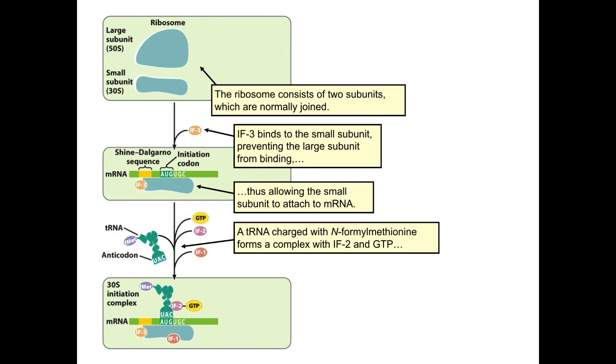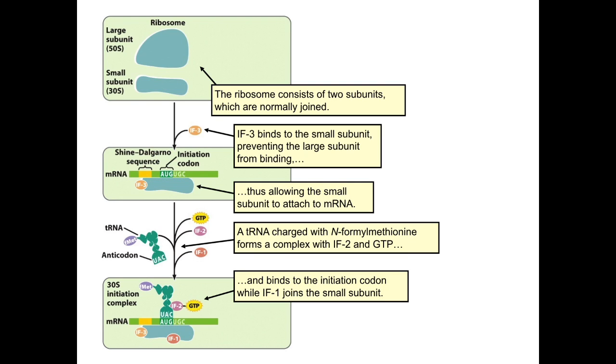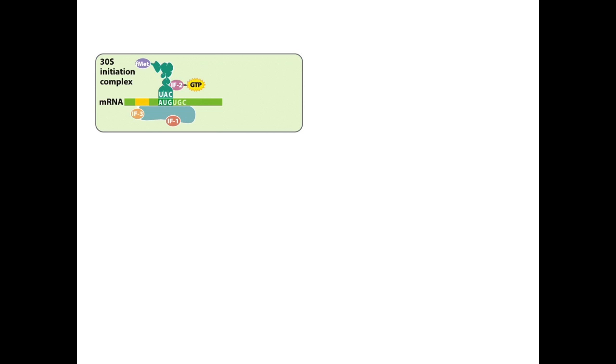A tRNA charged with N-formyl methionine forms a complex with initiation factor 2 and GTP. And this is what happens in bacteria. In eukaryotes, the tRNA is charged with simply a methionine, not N-formyl methionine. So the complex is formed and binds to the initiation codon, while initiation factor 1 joins the small subunit. So then you have the 30S initiation complex on the mRNA.